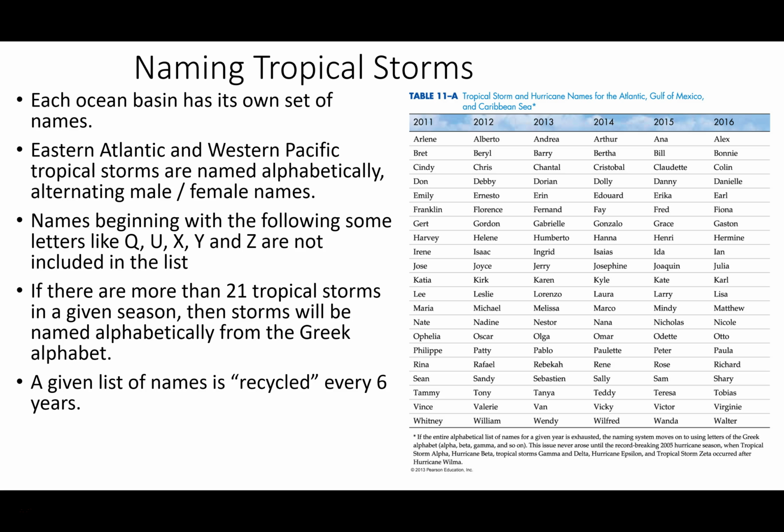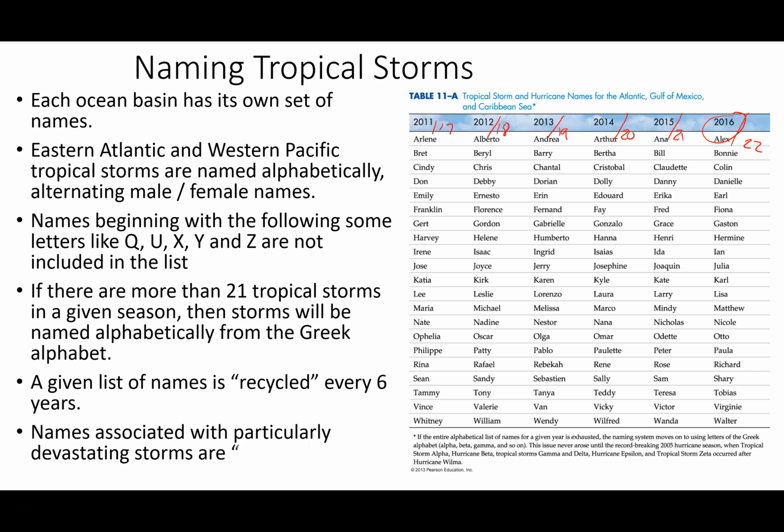The names are recycled every 6 years. So this is how it would work. This is outdated, my goodness. That's 2016, so this would be 2017, this would be this year, 2018, this would be 2019, etc. And then this is a good one, I like this one too.